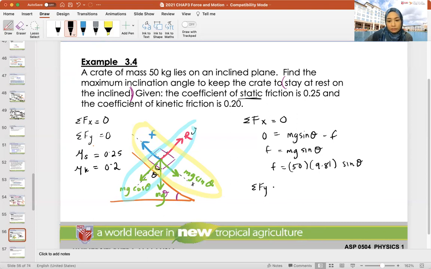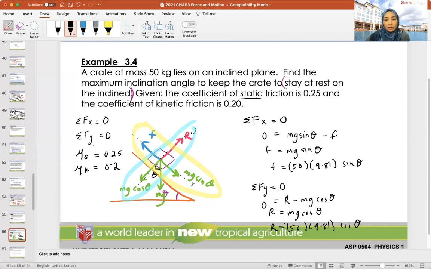Next, net in the Fy is equal to 0. What is in our equation for y? R minus mg cos theta. R minus mg cosine theta. And this would be equal to 0. So R is equal to mg cosine theta, and 50 times 9.81 times cosine theta. We still haven't solved anything yet.